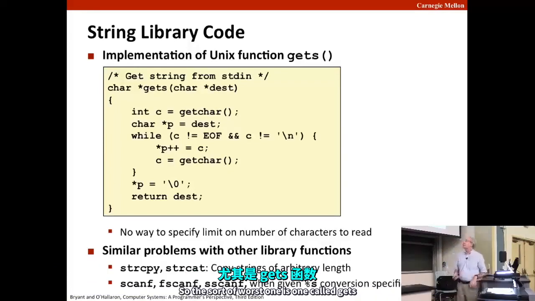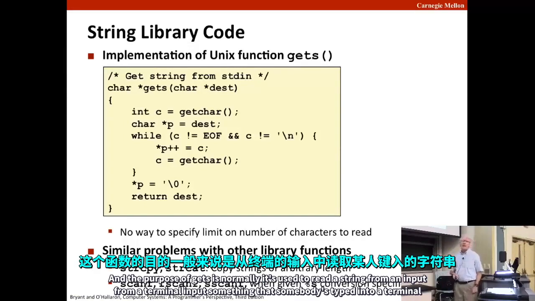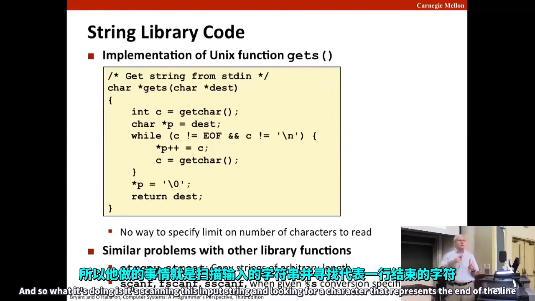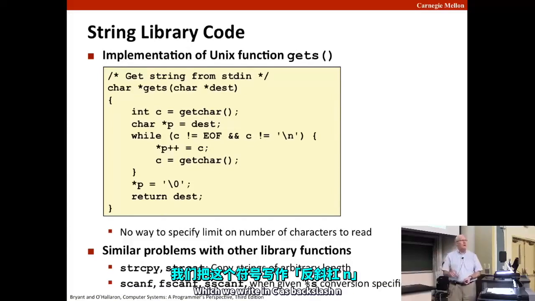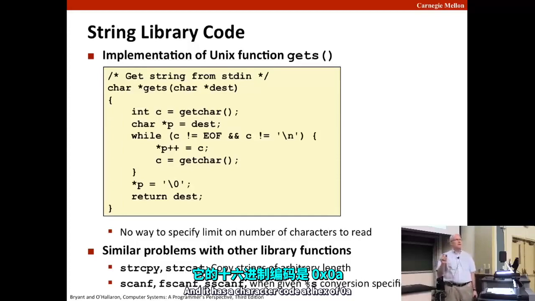The worst one is called gets. Normally it's used to read a string from a terminal input, something that somebody's typed into a terminal. What it's doing is scanning this input string and looking for a character that represents the end of the line, which we write in C as \n, and it has a character code in hex of 0A.